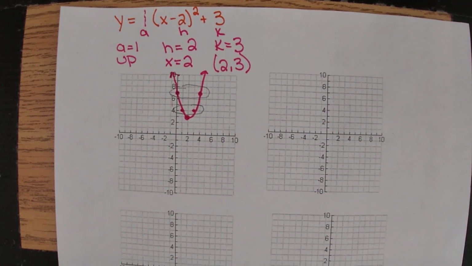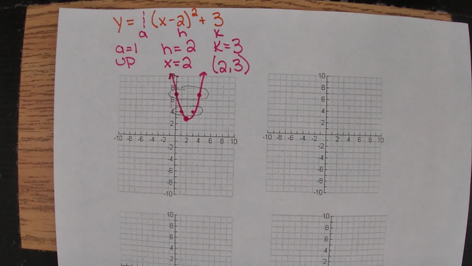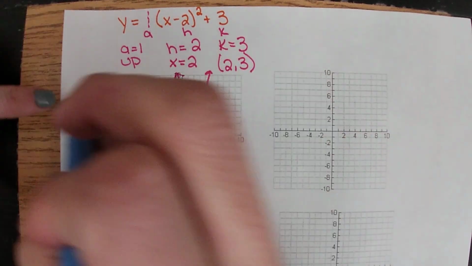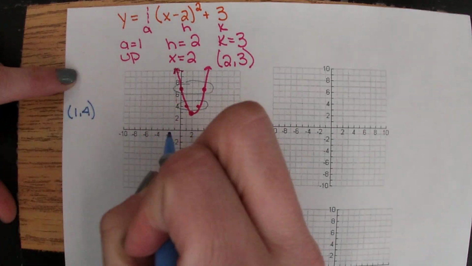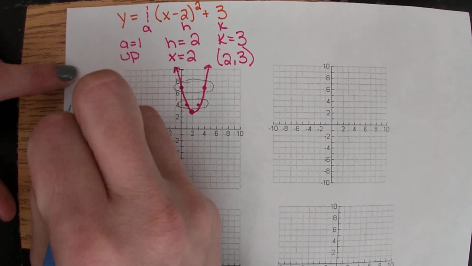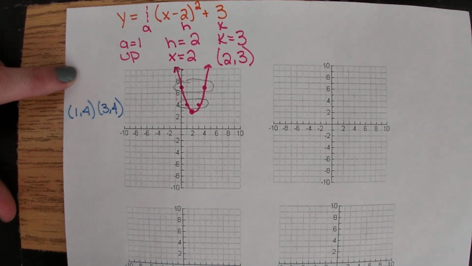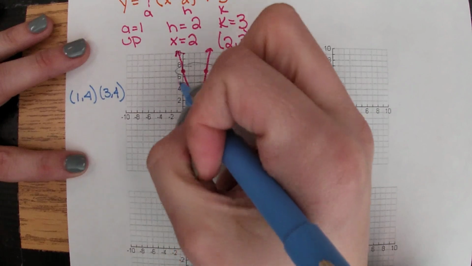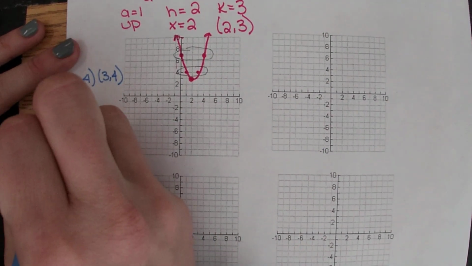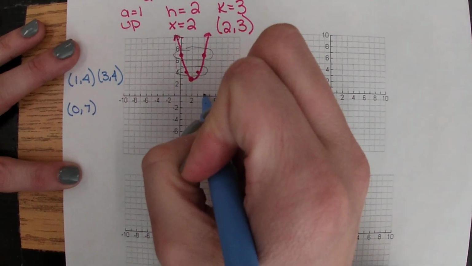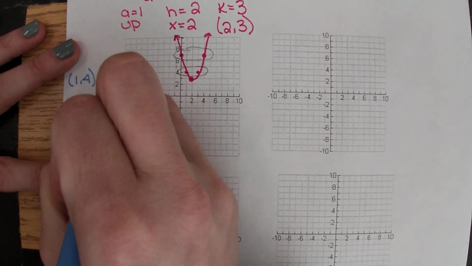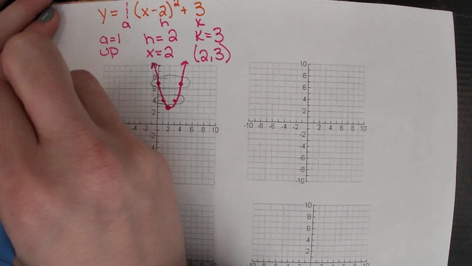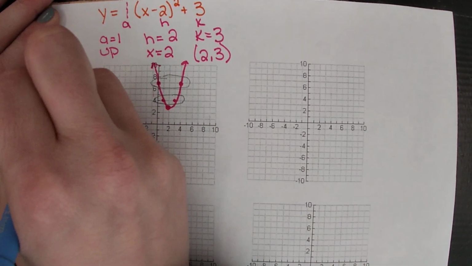Okay, so if I asked you to name a point and a symmetric point, you could either pick the point (1, 4) and pair that up with (3, 4). And whichever point you listed first or second doesn't matter. Or you could list the point (0, 7) and pair that up with (4, 7). And again, it wouldn't matter which point you put first. Okay, this is called your point and your symmetric point.